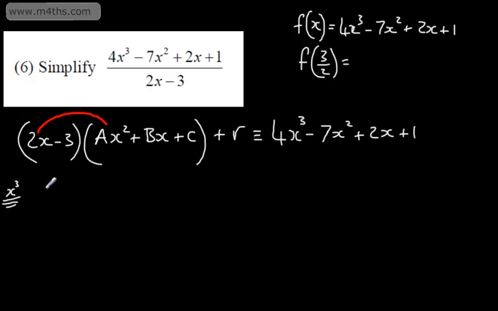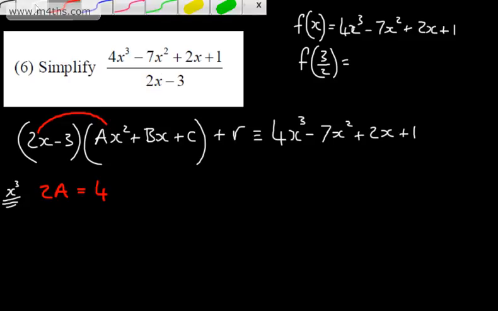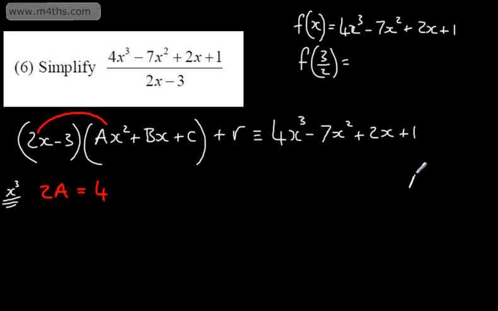So what we can say from here is that 2a will be equal to the term in x cubed on the right hand side, which is going to be 4. From that, we can see quite clearly that a is going to be 2. So let's just put this over here. A is going to be 2.